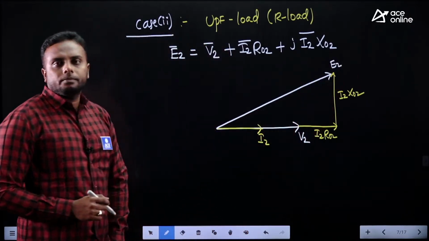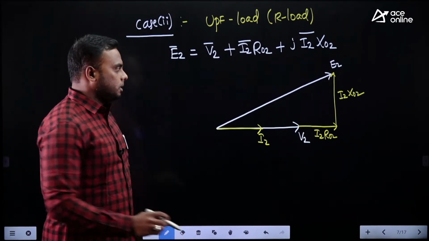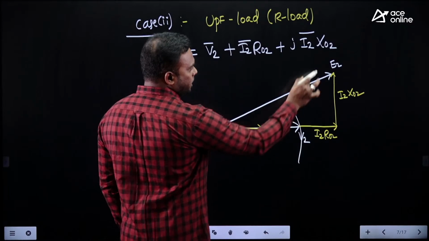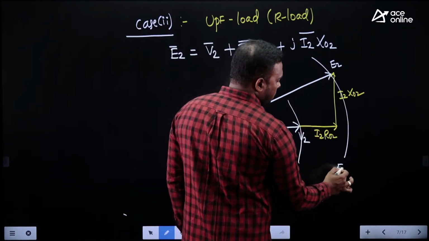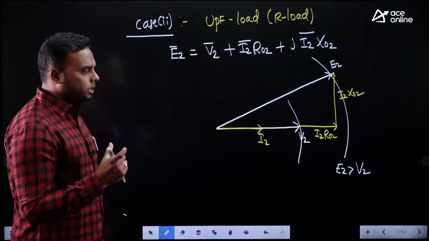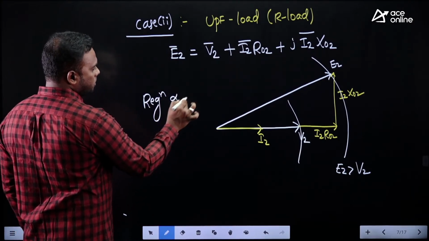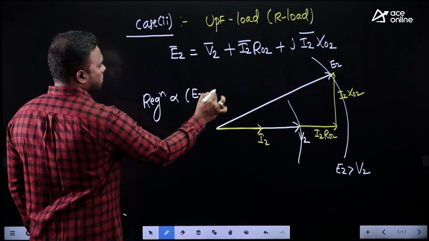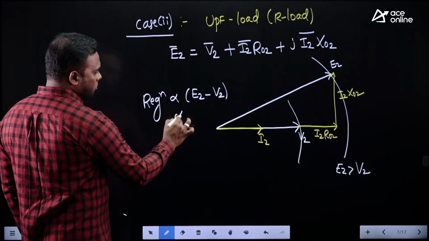Now from the diagram, you can observe or you can check which magnitude is still greater. This is the magnitude of V2. This is magnitude of E2. Which is greater still? Still E2 only greater. Still the magnitude of E2 greater than V2. So what is the difference of these two we get? Regulation proportional to E2 minus V2. Still E2 greater than V2, no? So we get positive regulation only.